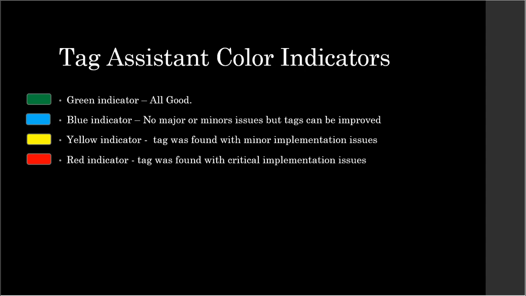Yellow indicates that there are minor issues which you should fix as soon as possible, and red indicates that there are major issues that need to be fixed immediately. There is also a number inside the Tag Assistant logo on your browser bar. That number indicates the number of tags found on the page. The same color scheme applies to the indicators inside the tag detail report, which we will look at next.